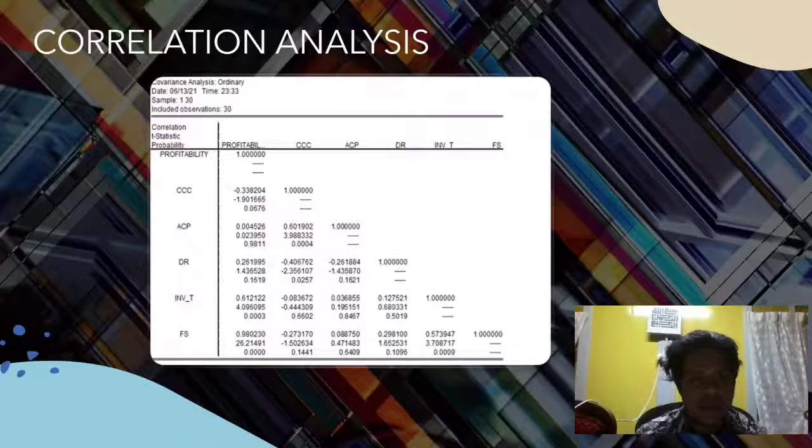The average collection period is significantly positive for the profitability and is also slightly correlated with the cash conversion cycle. According to the previous researchers, Raza and Attari in 2012, the average collection period impacts company profitability considerably. So next we go to the debt ratio.